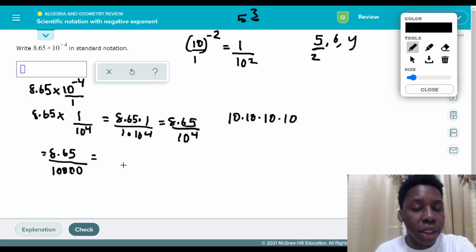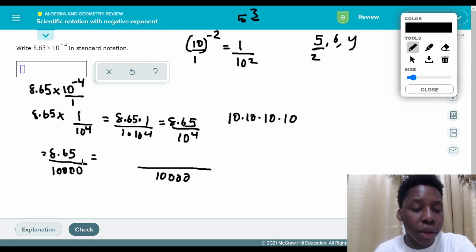Okay, and in order for me to divide this, let me make a bigger space. Okay, so in order for me to divide this, every time I cancel out this 0, I want this decimal point to be taken back once. Okay, so I have to divide 8.65 by 10,000. Whenever I divide, this dot has to go back once. As I cut this 0 out, this dot has to go back once.